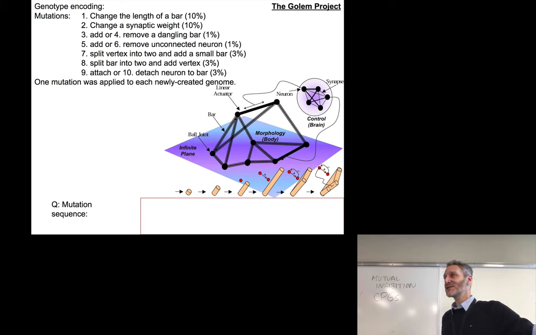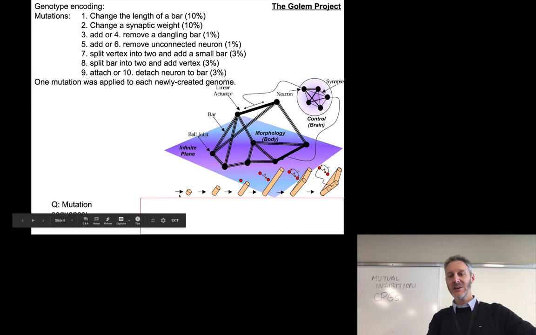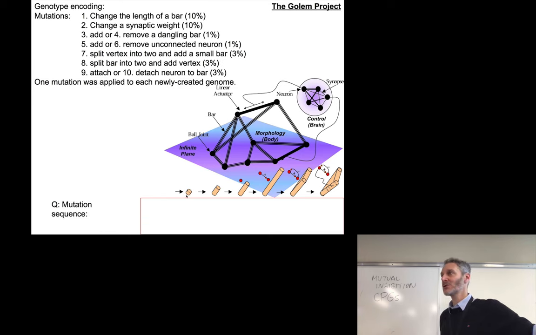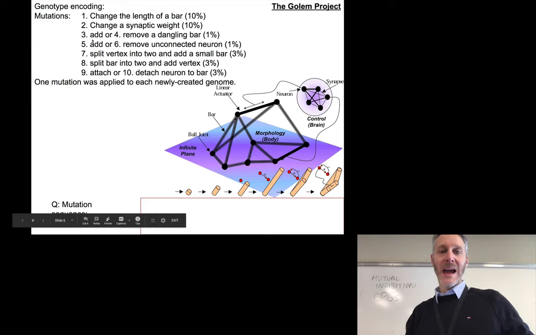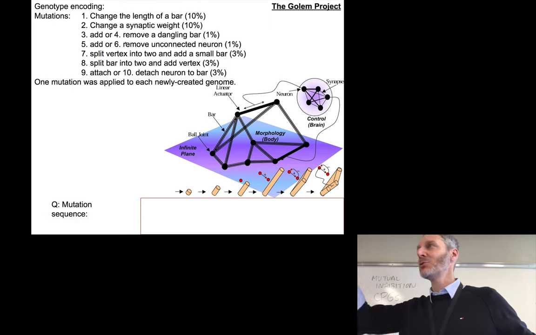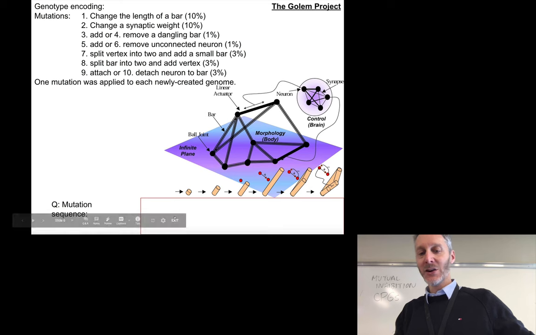Okay, not the easiest task. Some of these are easier than others. What mutation is going to turn the null genotype into this one short bar? Number three, right? Add a dangling bar. Again, some of this is a little ambiguous. It kind of assumes that there's a vertex to which you're adding the dangling bar. You could argue there are no vertices here, but it makes sense.